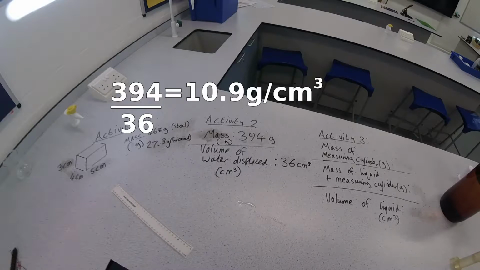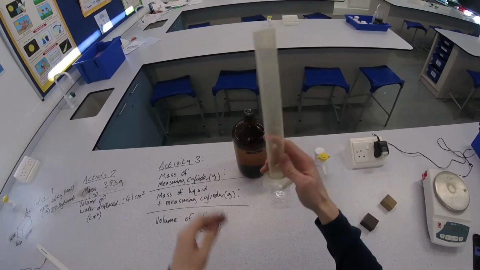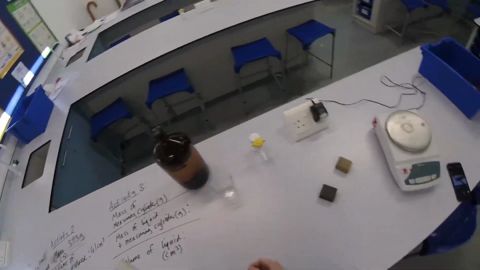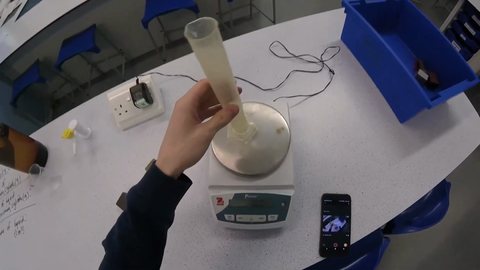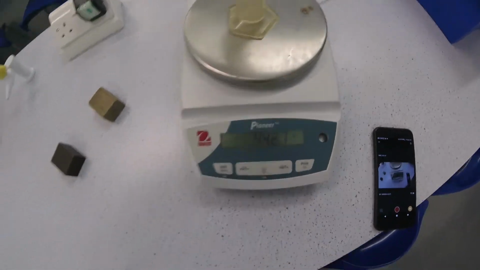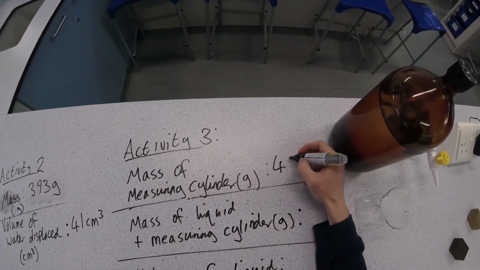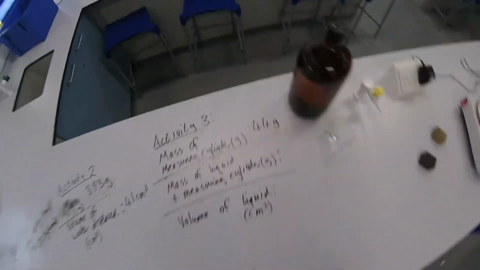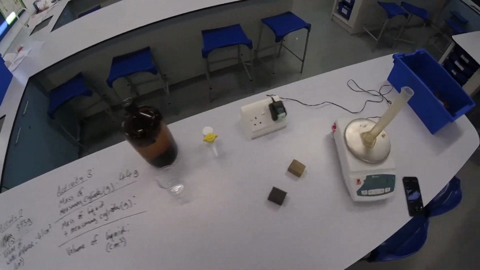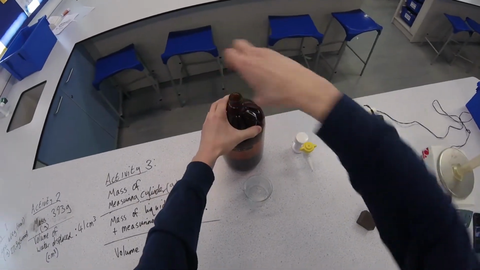Okay, right. Finally then, activity 3. So how are we going to measure the density of a fluid? Not too difficult. I'm going to use a measuring cylinder. To start with, I'm going to measure the mass of the measuring cylinder. Eventually I'm going to pop the fluid in there. The fluid I'm using is brine. Brine is basically salt water, but it's highly saturated salt water.